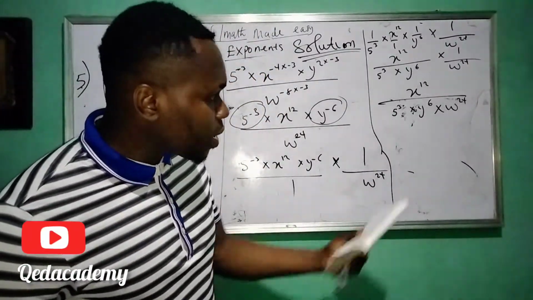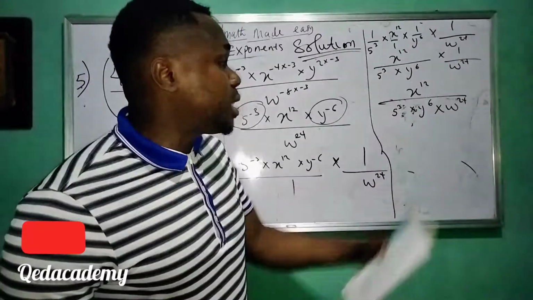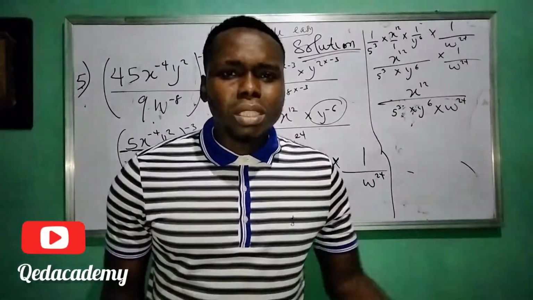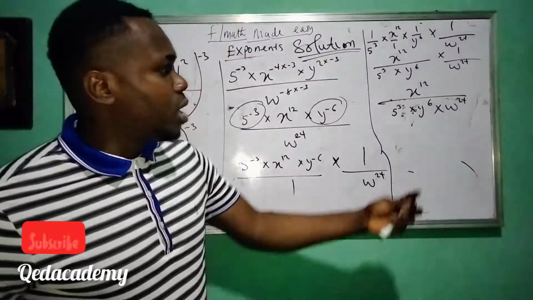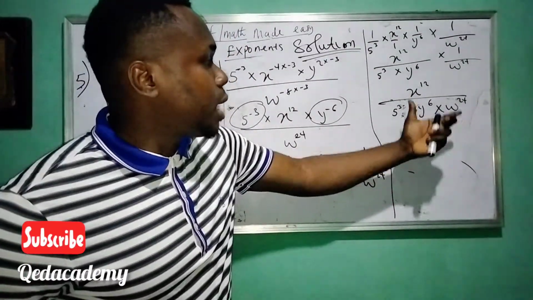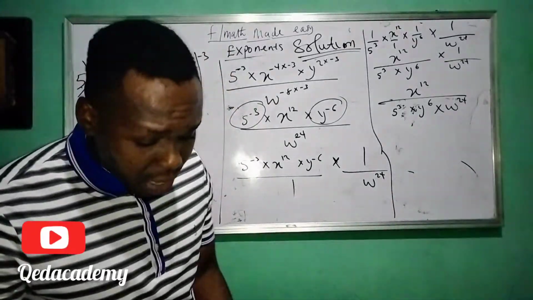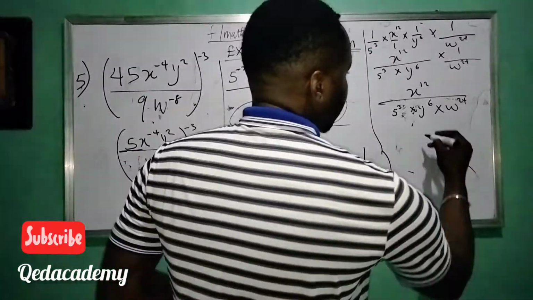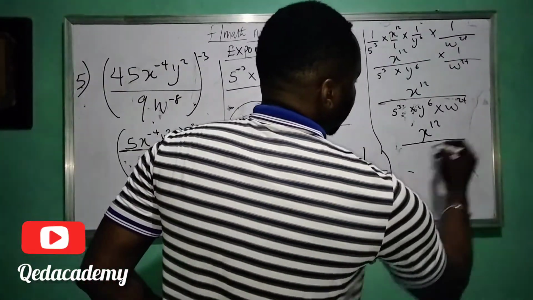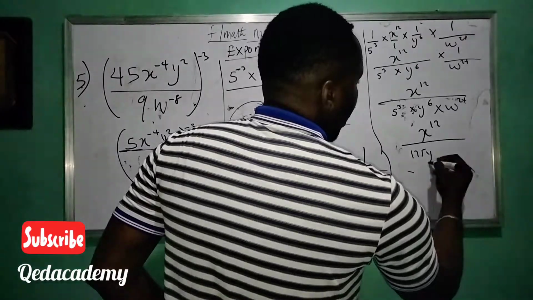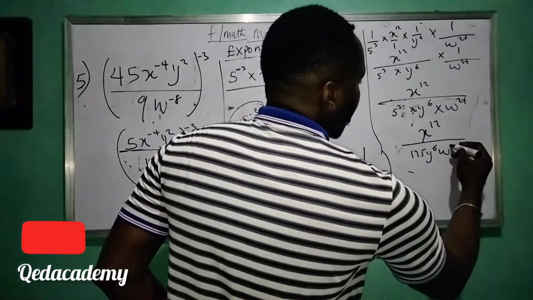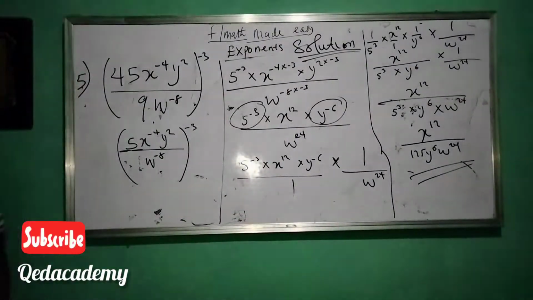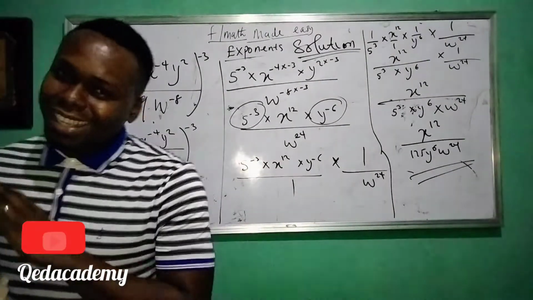So now you can further express this 5 raised to the power 3. That should be 5 times 5 times 5. That should be 125. Okay, so you can see that the alphabets are what they are. So you can leave your answer in that form, and that is that. Or you can further simplify it to 125 y raised to the power 6 or w raised to the power 24. That is that. I'm going to explain further for the sake of those that might be lost as I'm solving it.